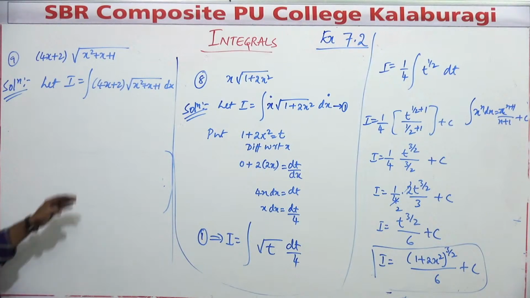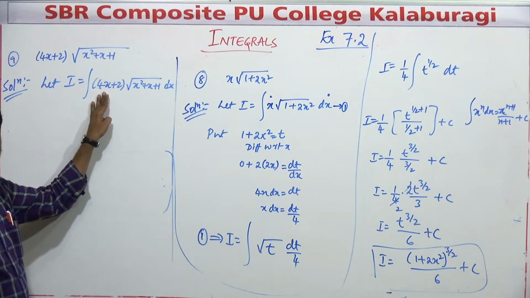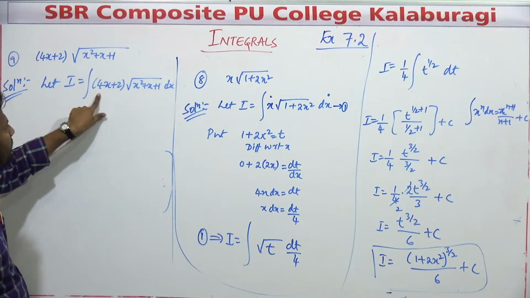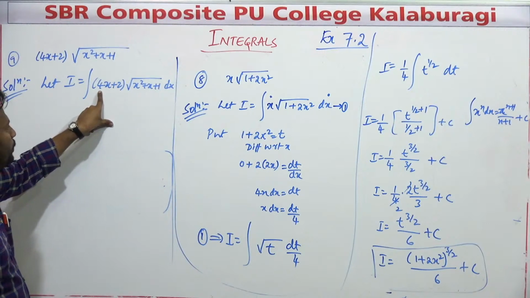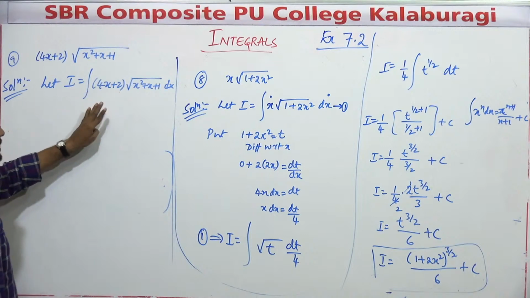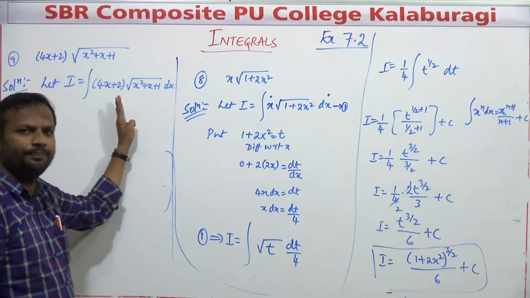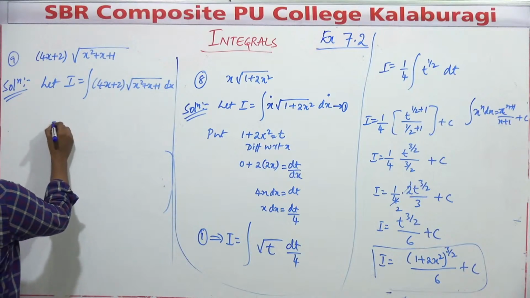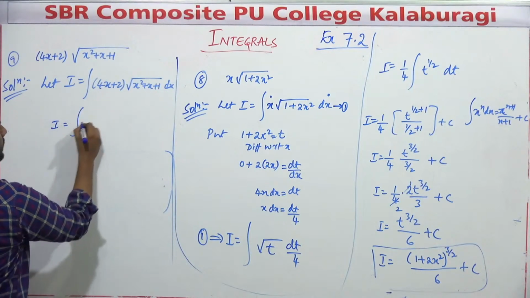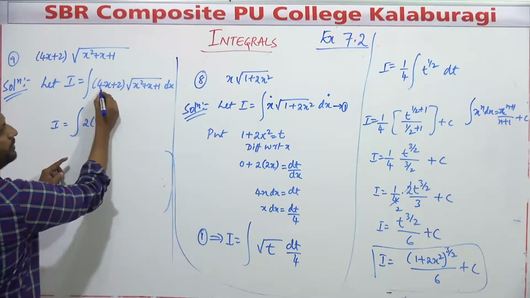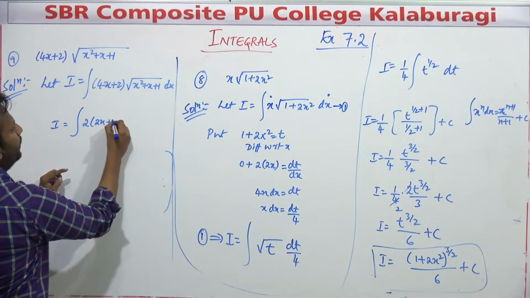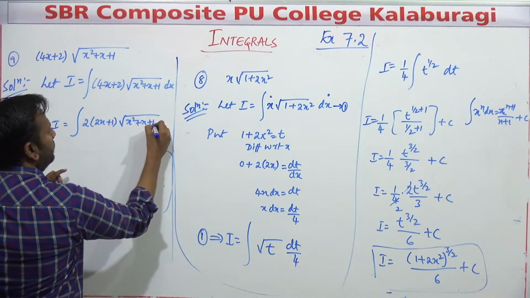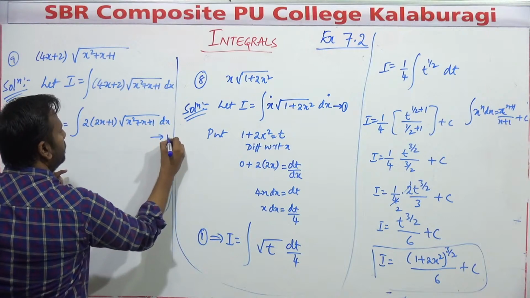Now you see, if you find any common thing here, you take it out. Is there a common thing here? Yes, 2 is common. Take 2 as a common. What happens? 2 times 2 is 4, 2 times x is 2x, plus 1. Here, root of x square plus x plus 1 dx, called equation 1.